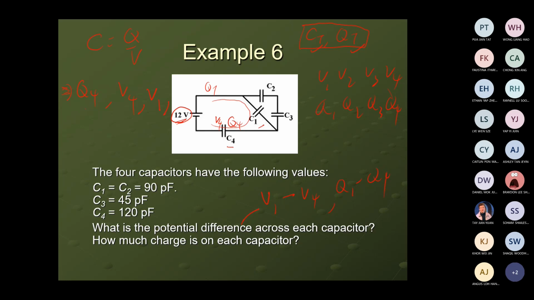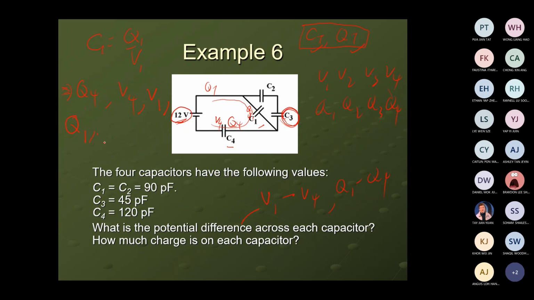After V1, what can you find? Of course, knowing V1 means you can find Q1, right? The fourth one you can find is Q1. C equals Q over V. With C1 and V1, you can find Q1. So now, what can you find later? After Q1 and V1, can you find Q3? How do you find Q3 if you know Q1?